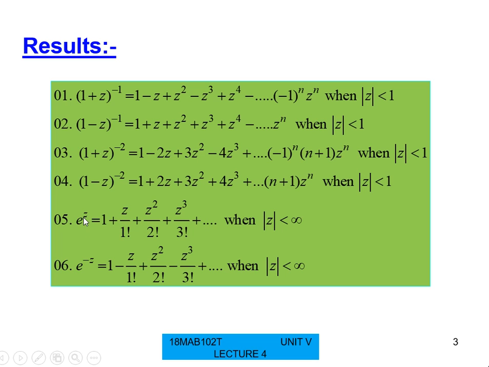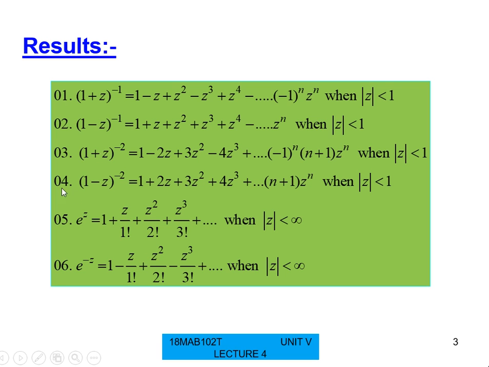Suppose the exponential power is minus, then it becomes plus minus plus minus, because replacing z by minus z, minus z whole square becomes plus and minus z whole 3 is minus. Right? So these are some standard results we have already come across, without knowing that the Taylor series expansion was already available.